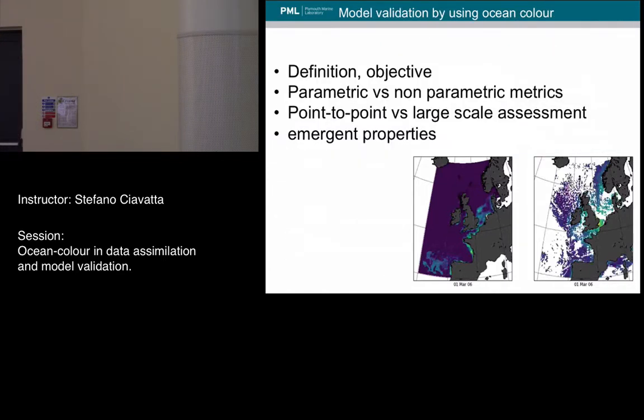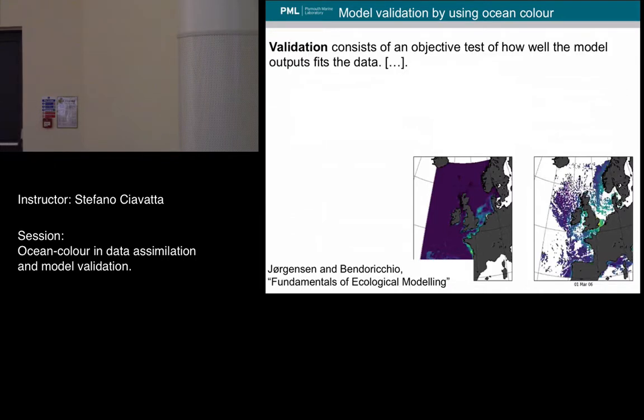So now we look at how we can compare this through model validation. We will give some definitions and very few methodological aspects, and I will cover just validation methods that will be useful to understand the case studies of data assimilation. So it's of course not comprehensive, just an overview. So what is model validation? I took this definition from the book Fundamentals of Ecological Modelling by Jorgensen and Bendoricchio. Validation consists of an objective test on how well the model output fits the data. Very simple.